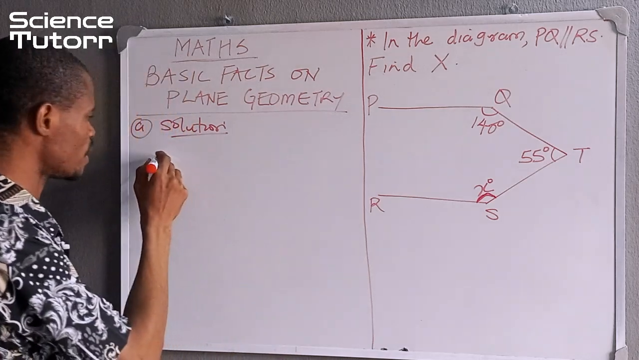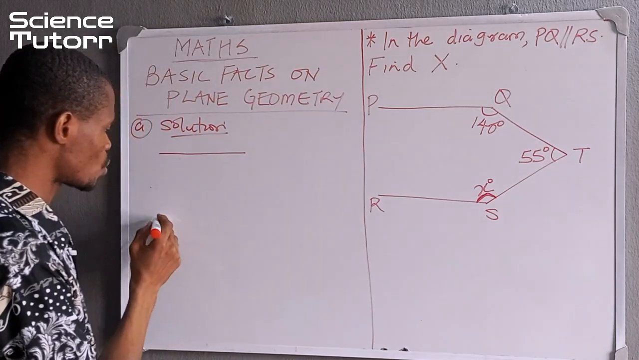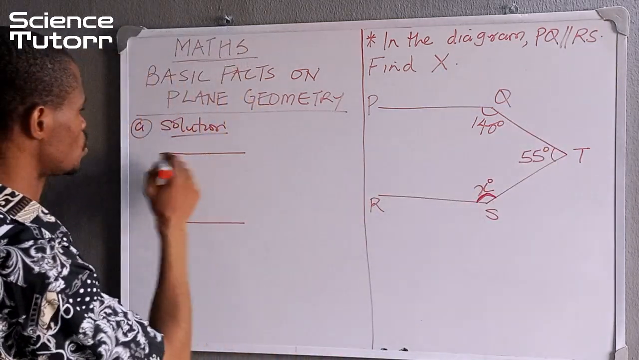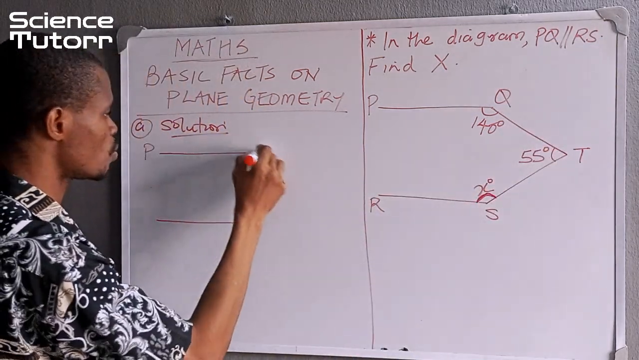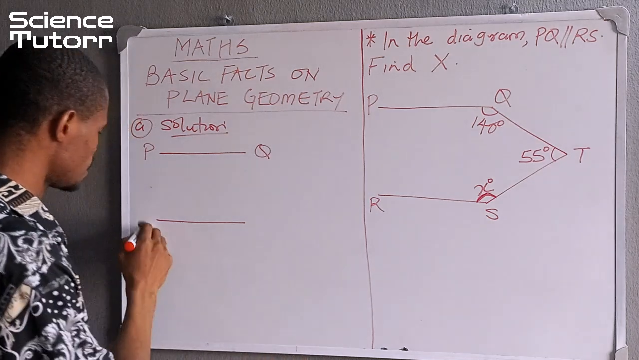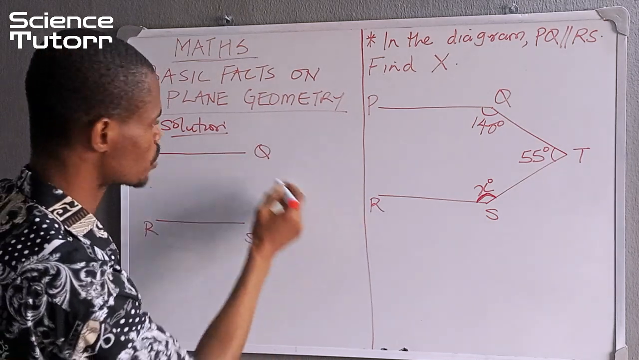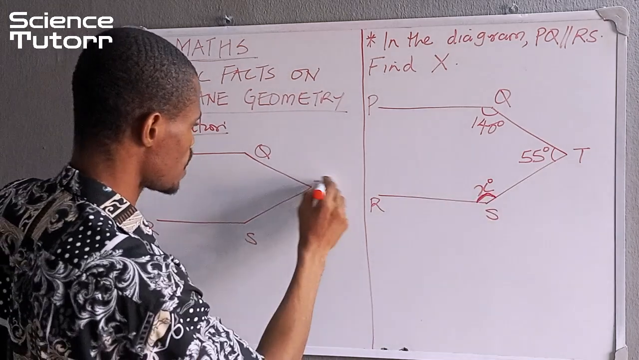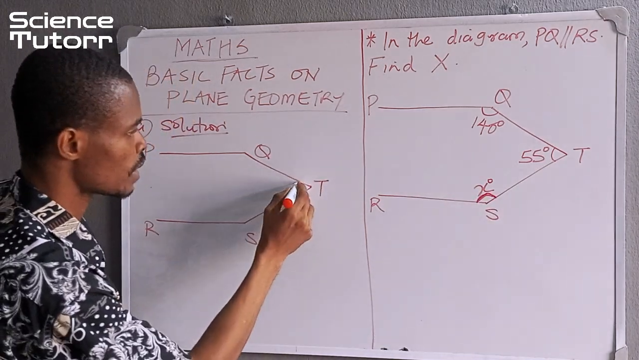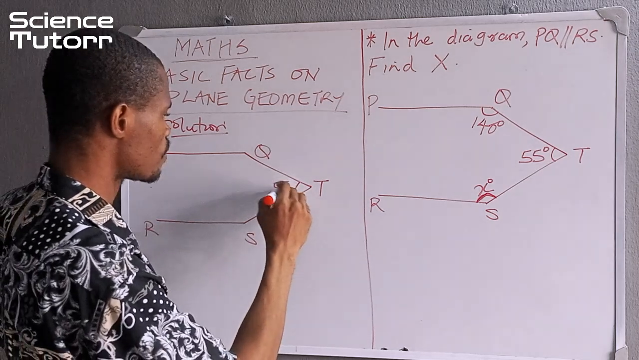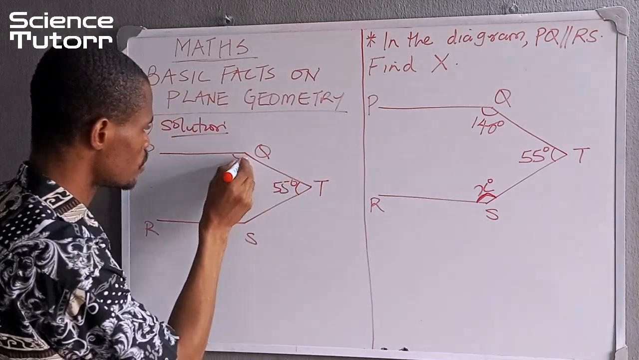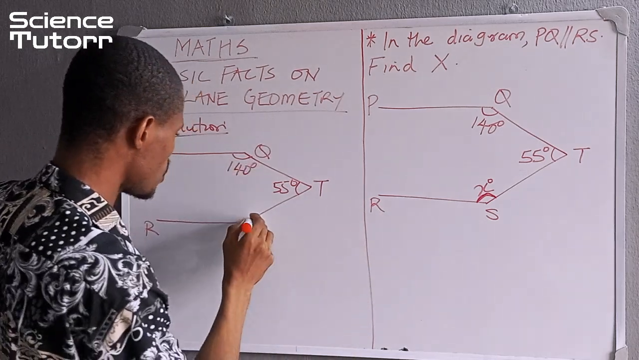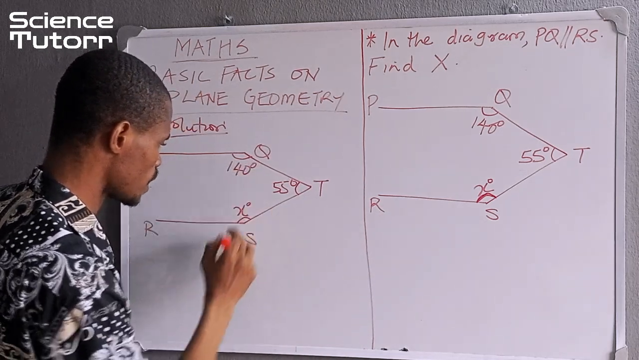We have this shape. Remember, we were told PQ is parallel to RS. So this is PQ, parallel lines do not meet. This is RS. Then we have some sort of bisection angles located at point T. At this point we have 55 degrees. Angle Q is 140 degrees. Then the unknown angle we are looking for is X.